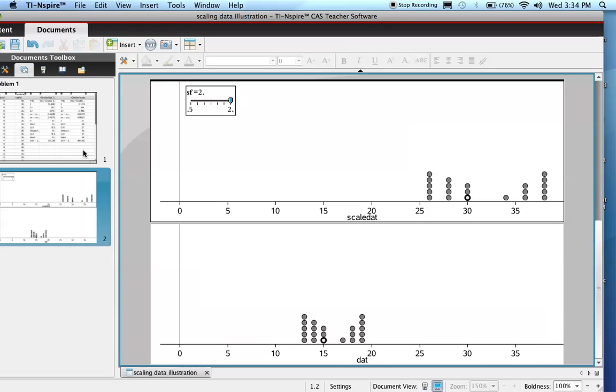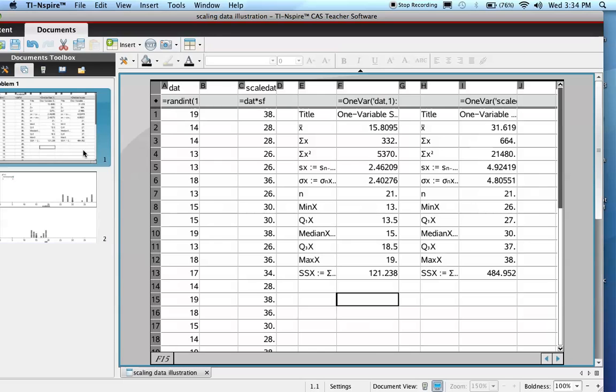You can see all of this in a table, sort of like this. Here are our two data lists. Notice each data piece is doubled. Here's the mean, and here's the scaled mean. That's twice as much. If you double 15.8, you get 31.6. Standard deviation, 2.4 and 4.8. The median, we already discussed this, 15 and 30. It's twice as much.